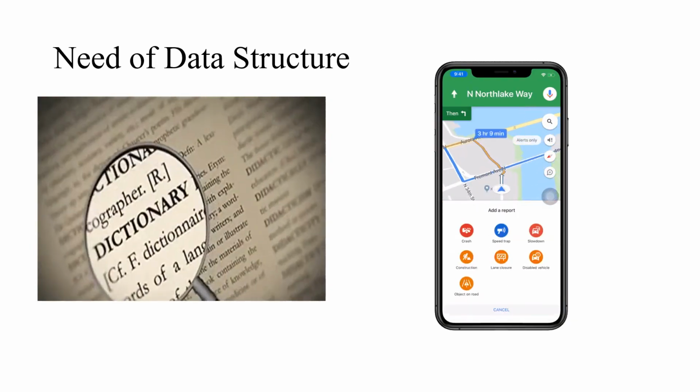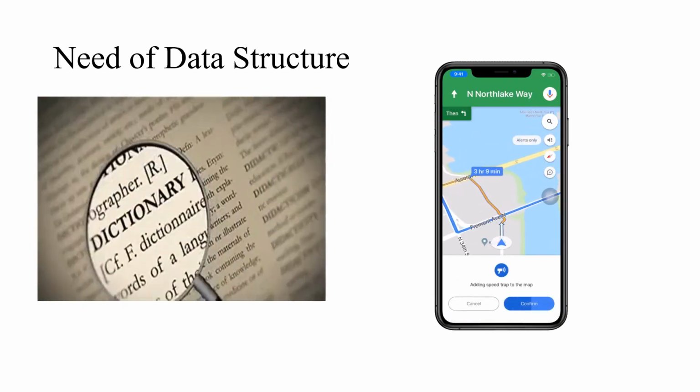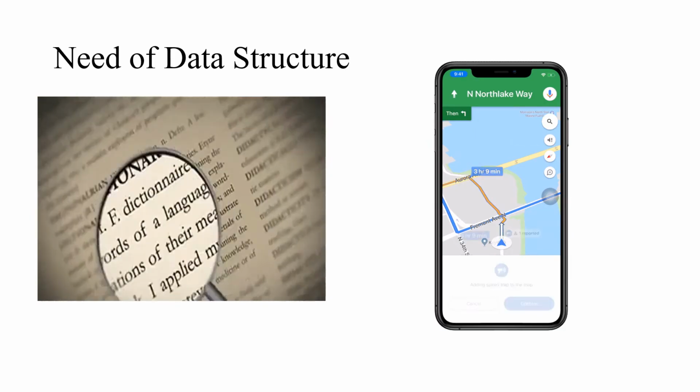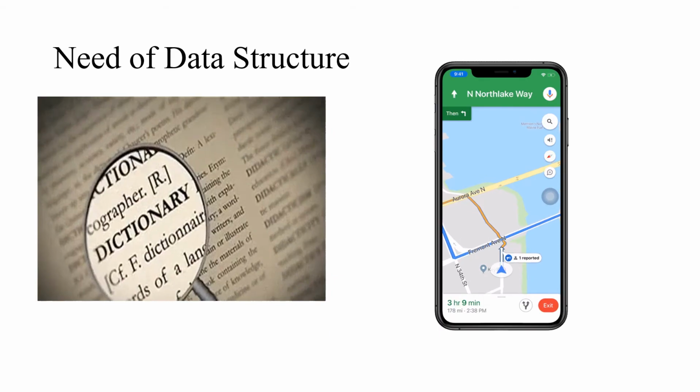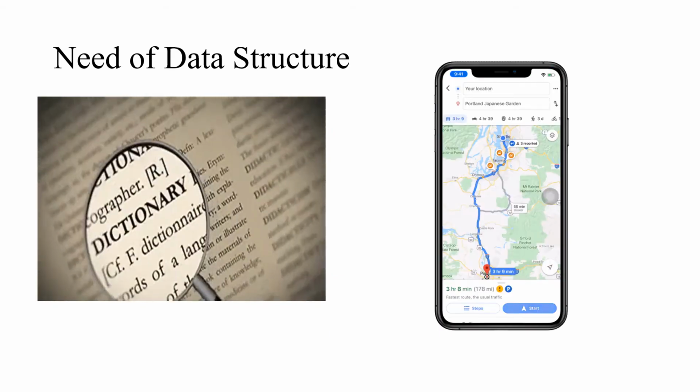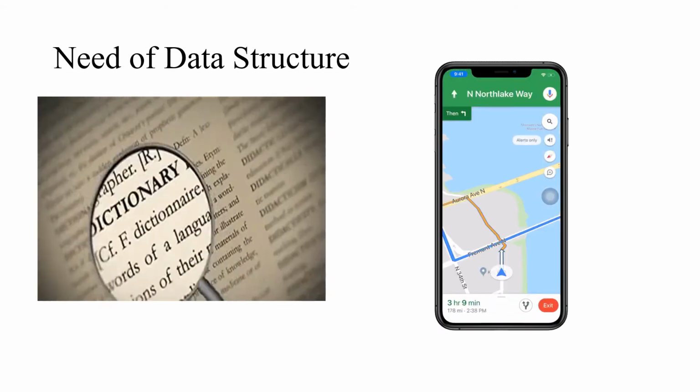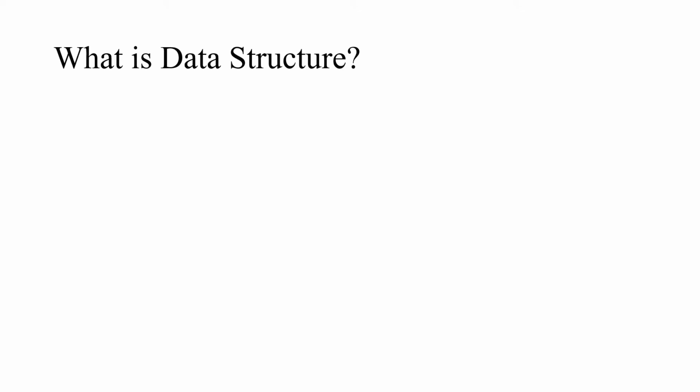Now from these two examples, you will get that different kinds of data need to be organized with different kinds of data structures. Now let's see what a data structure is. The formal definition is: a data structure is a way to store and organize data in such a way that it can be used efficiently.